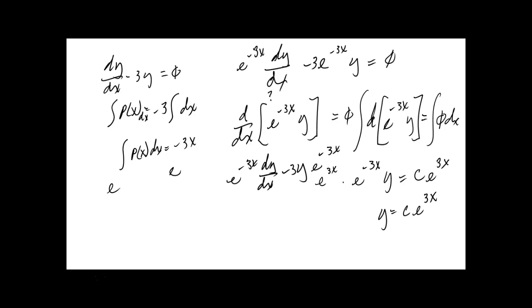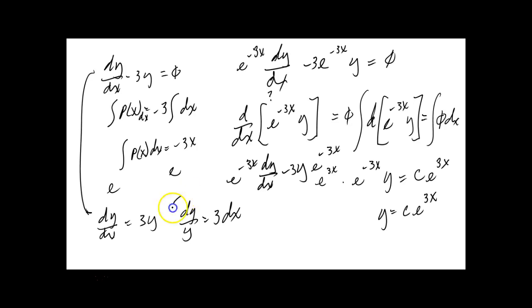Okay, magic, huh? Let's see what happens if we separated variables. dy/dx is equal to 3y. I just added 3y to both sides, right? I'm going back to the original problem. Now divide by y, and why don't we have dy over y is equal to 3 dx. Is that okay? Then integrate both sides of that, and what does that give you?